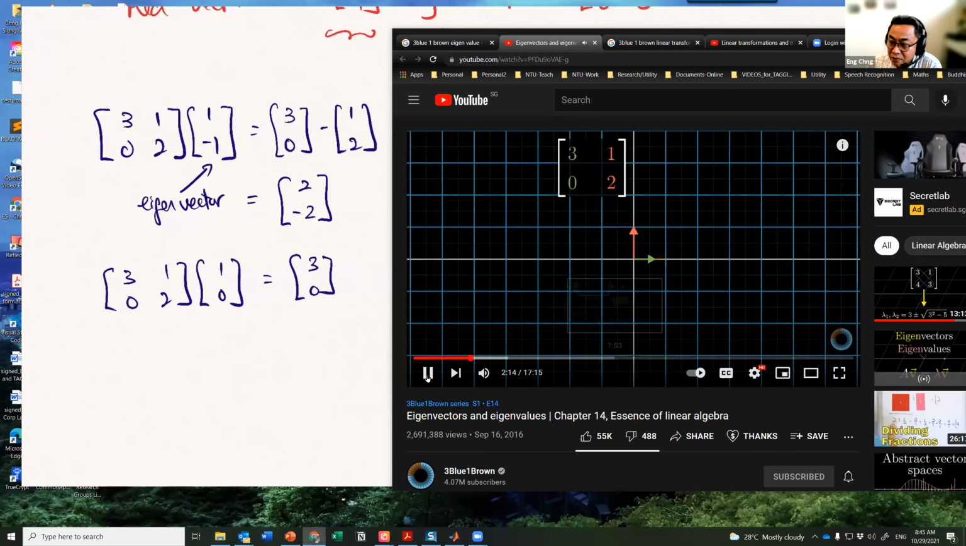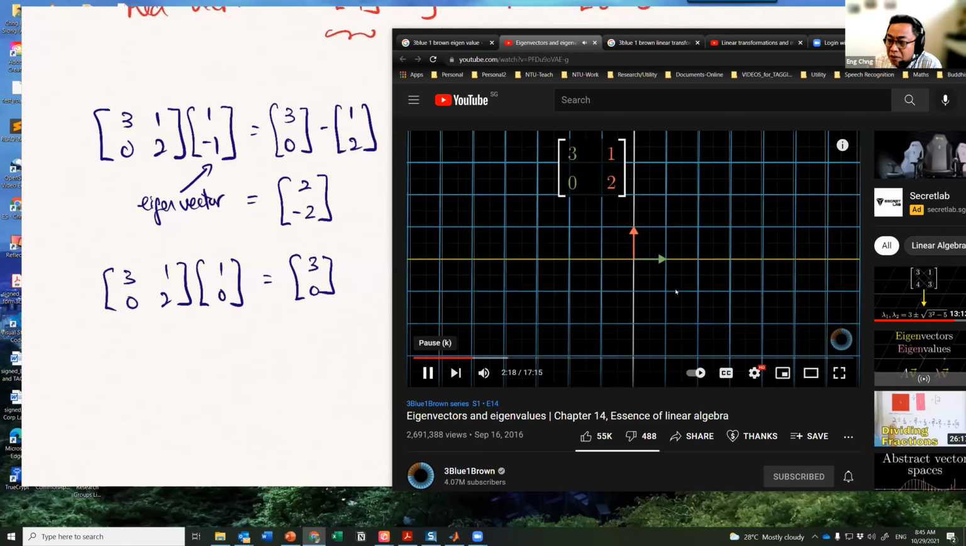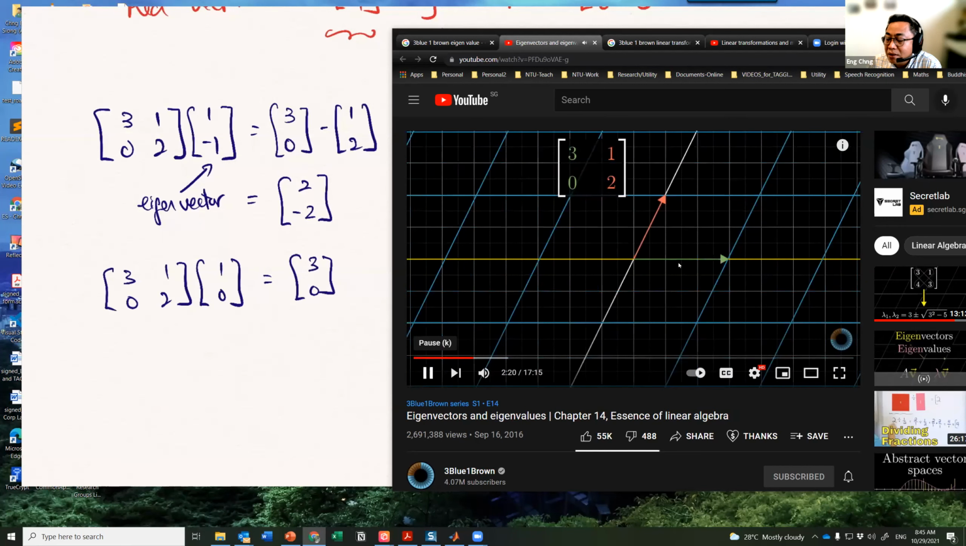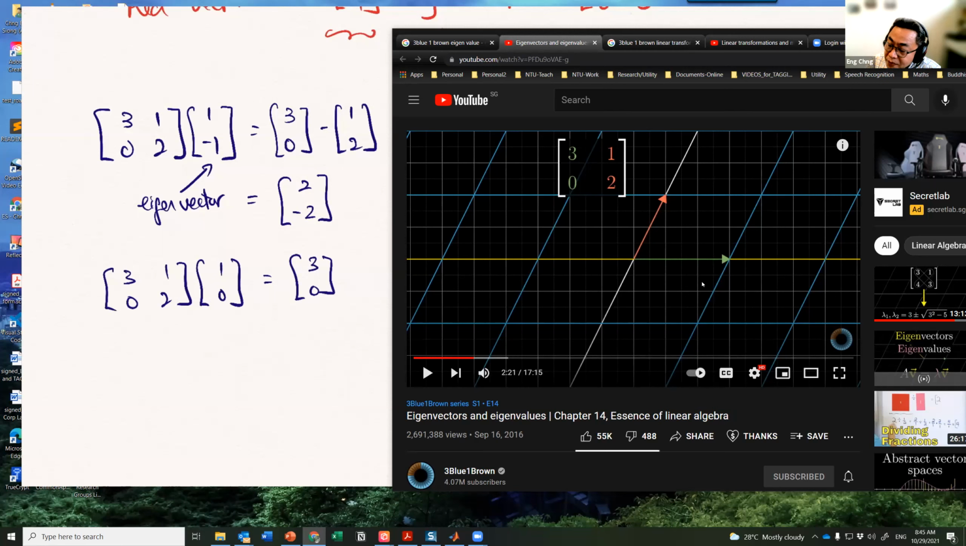Such a special vector. The span of I hat is the x-axis. Now, I hat is this green guy. The span is the whole horizontal line. And from the first column of the matrix, we can see that I hat moves over to 3. So the resultant vector still lies on this yellow line. Therefore, by our definition of eigenvector, any vector after linear transformation lying on the same span is an eigenvector. So that's the key idea.